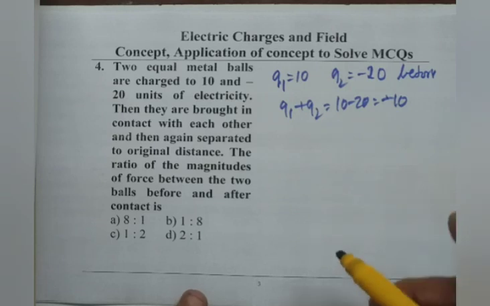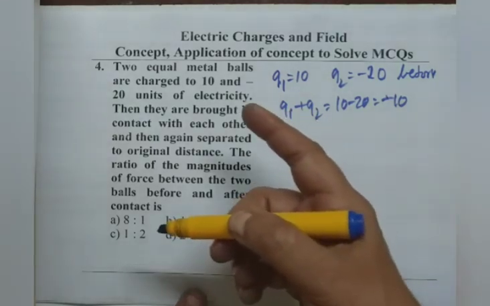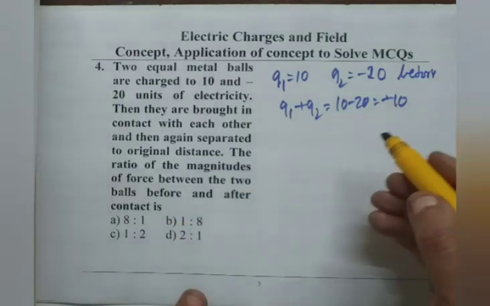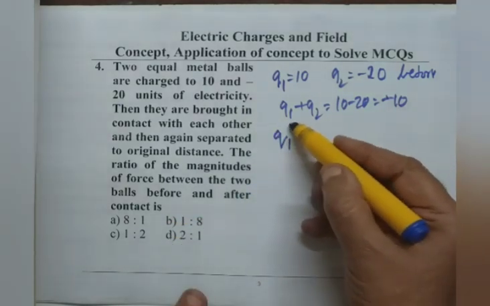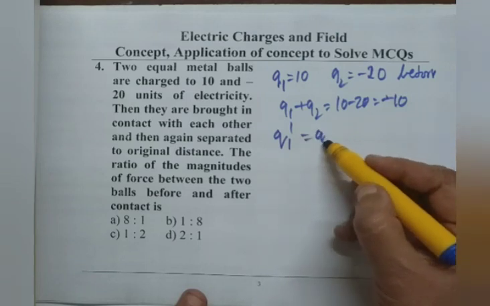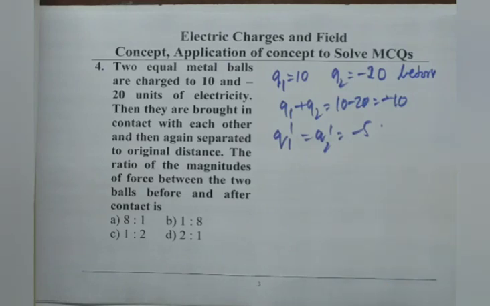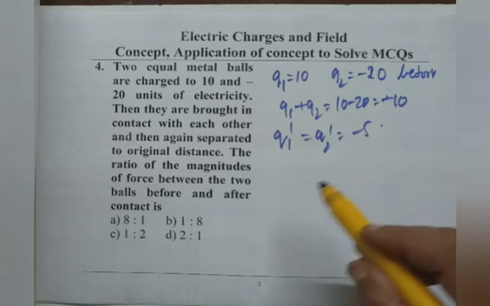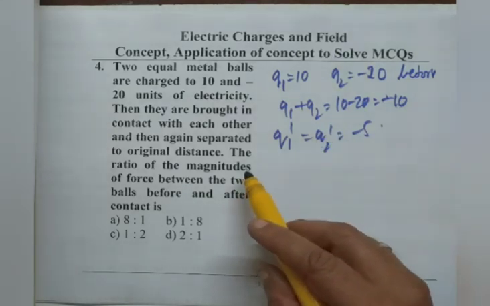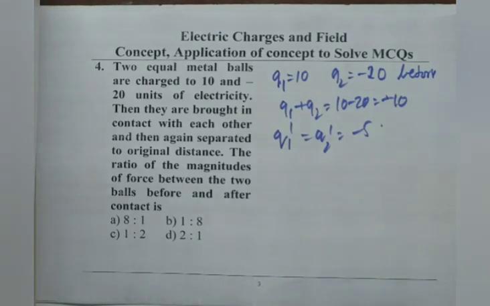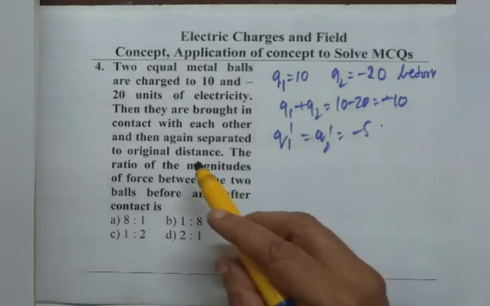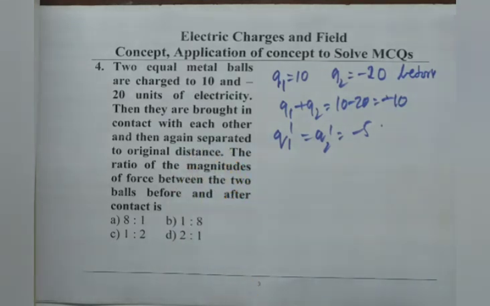Then, as they are equal metal balls, the charge should be equally distributed. After separation, Q1 dash equals Q2 dash, which is minus 5 units. So now the charges are minus 5 on both. After that, after so much of things, now we read the next sentence. The ratio of magnitudes of force between two balls before and after. Observe, they are again separated to original distance. That means we need not bother about the original distance.